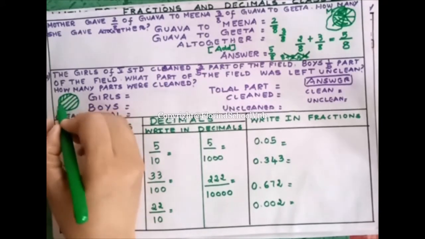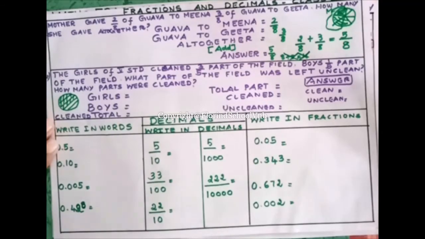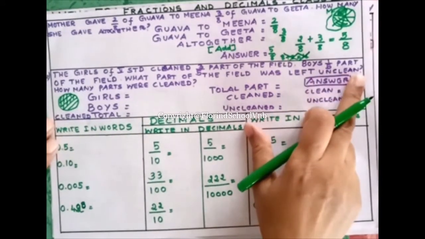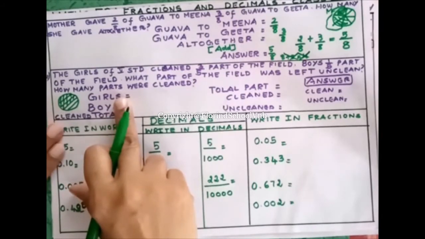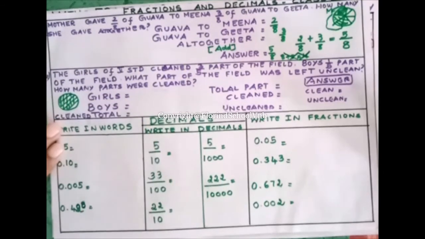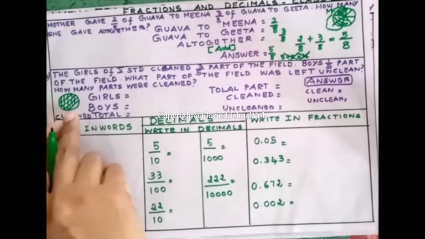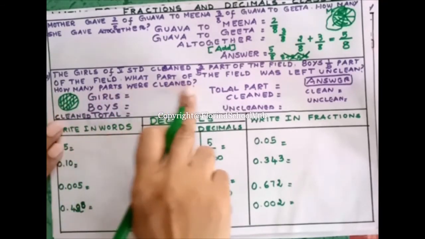1 part, 2 part, 3 part have been cleaned. 1 by 5 of the part of the field was cleaned by the boys. Boys cleaned 1 by 4. Okay. So how many did they totally clean? How many parts were totally clean? How many parts were cleaned?